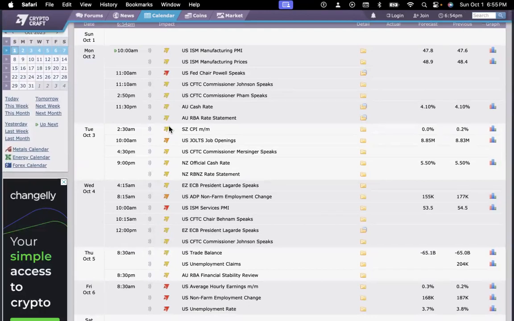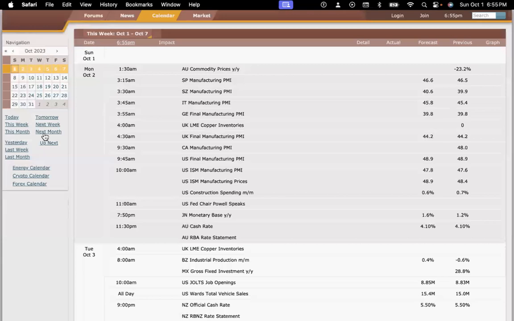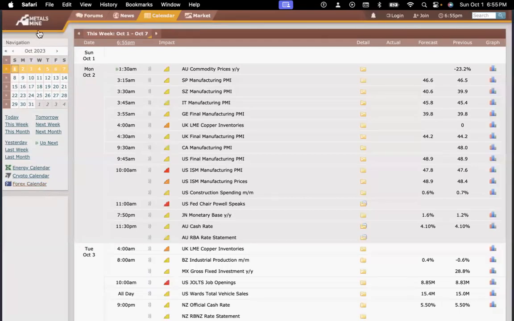And you'll always know which chart you're on based on the color. So CryptoCraft is purple. The metals calendar is red. And the Forex Factory is blue. This is Forex Factory. Okay, this is Metal Mines, Crypto Corner, and Forex Factory. Oh, I see what they did there. That's cute, right, y'all? That's cute.